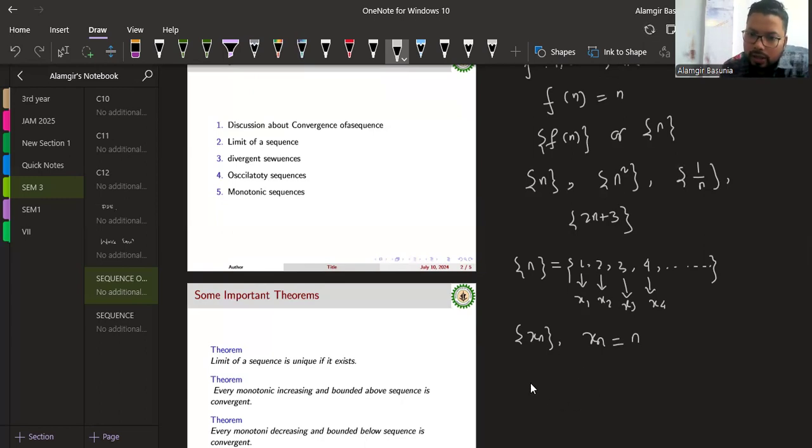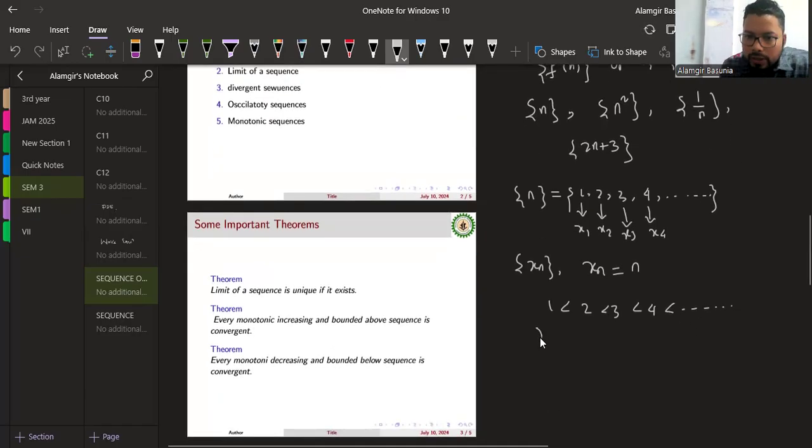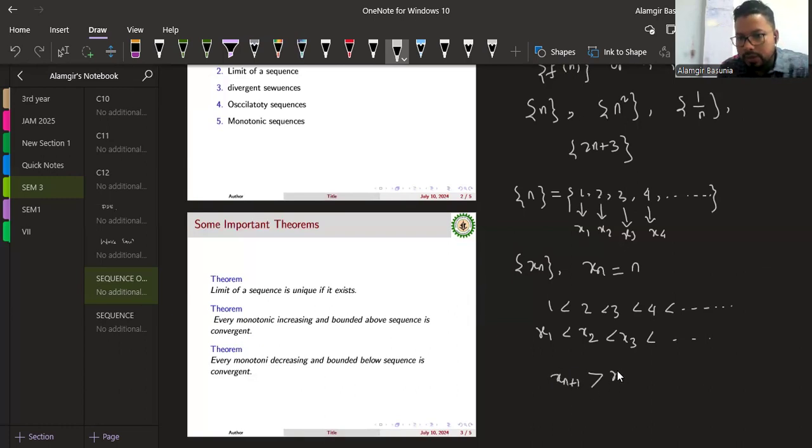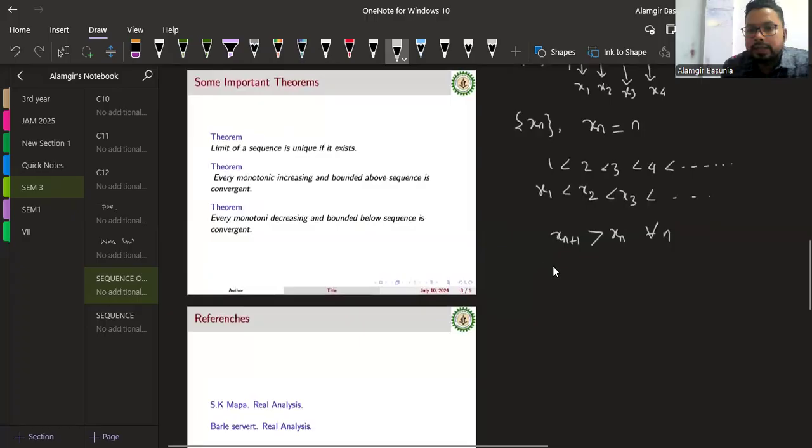Now for this one, the first term, second term: 1 is less than 2 less than 3 less than 4 and so on. This is actually the first term x1 for this particular sequence, this is the second term, this is the third term, and so on. In general, for this particular sequence x(n+1) is greater than xn. If this happens for all n, then we say the sequence is monotonically increasing.